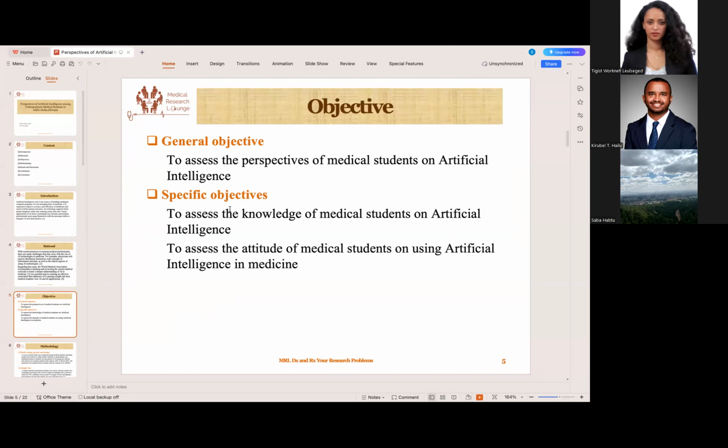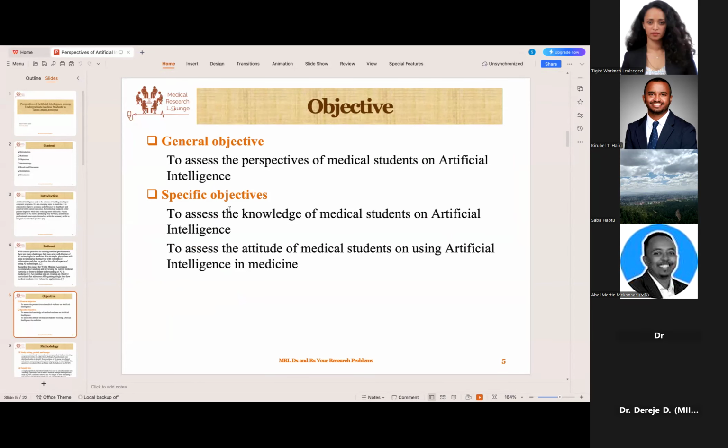Yes, yes. Okay. So the objective of the research was to assess the perspectives of medical students on artificial intelligence. Specific objectives were to assess the knowledge of medical students on artificial intelligence and to assess the attitude of medical students on using artificial intelligence in medicine.